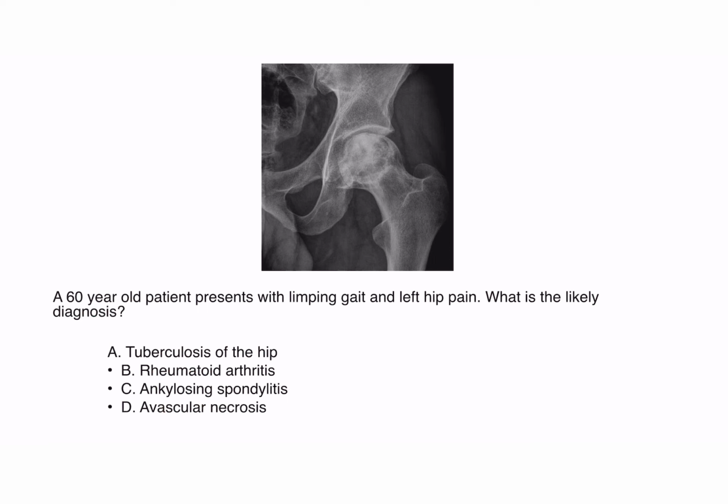Let's look into the next question. A 60-year-old patient presents with limping gait and left hip pain. What is the likely diagnosis? See, this might be a tough question in some cases, but understand the question says a 60-year-old patient, right? Ankylosing spondylitis is usually a middle-aged disease, and rheumatoid arthritis is usually a female disease and again a middle-aged disease. A person with a limping gait could have rheumatoid arthritis, ankylosing spondylitis, or tuberculosis, right?